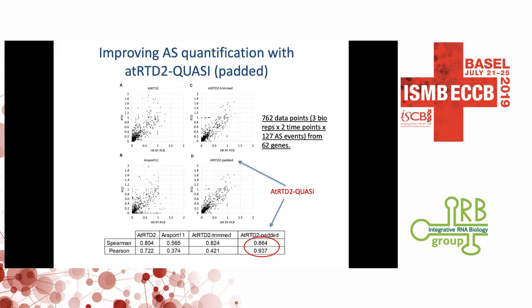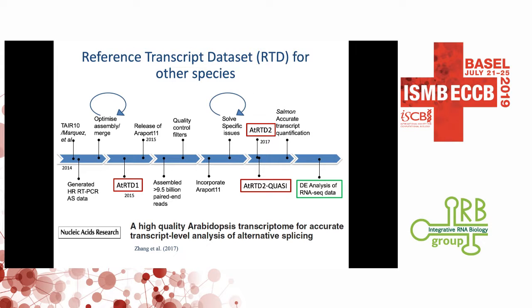As I mentioned, we have this high-resolution RT-PCR data. What you're looking at here is 762 data points. You have the RT-PCR quantification here, and this is the quantification using Salmon with the latest Arabidopsis transcript annotation. You have Spearman and Pearson correlations from 0.5 to 0.3. Using our reference, we are able to improve them to 0.8 and 0.9. There are a lot more details, and if you want to find out more, you can go to this publication.